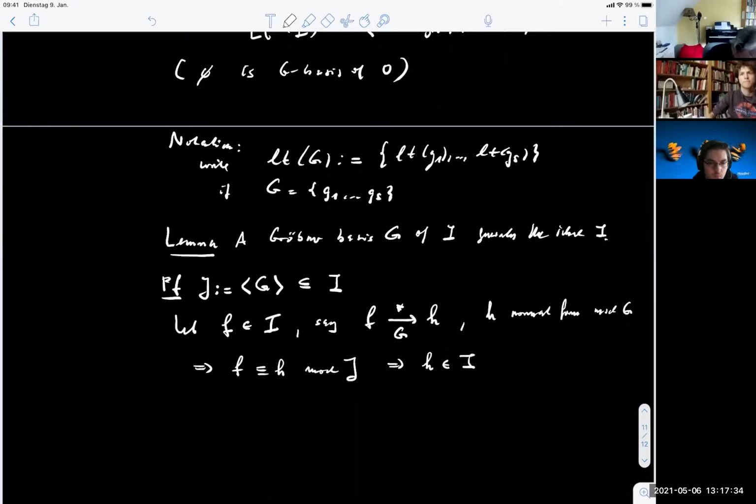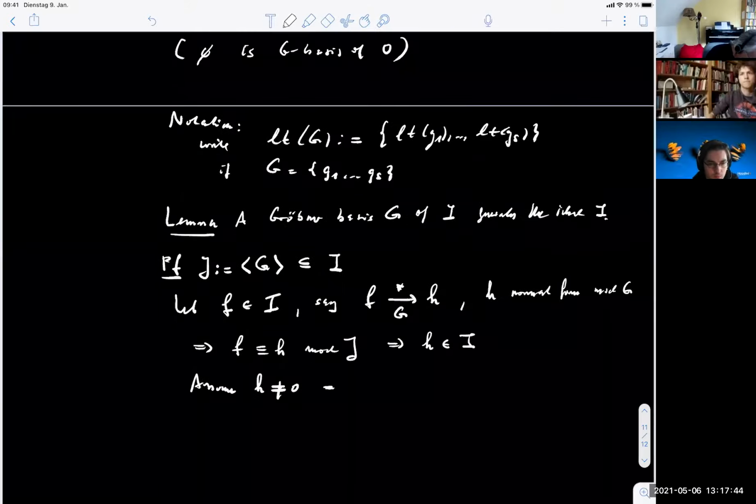Right. So let's assume now by contradiction, assume H would not be 0. What would happen then? The leading term of H would be in the leading ideal, because that's how the leading ideal is defined. It's the ideal generated by the leading terms of all polynomials in the ideal. I have a polynomial H in my ideal, non-zero, so its leading term must be there.